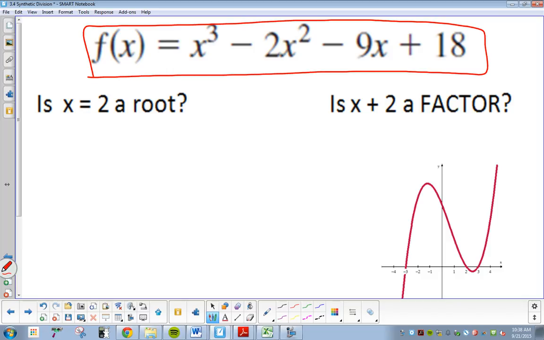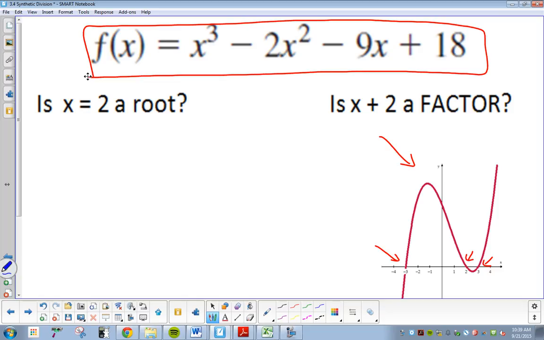Hey, look at this graph over here. How many solutions does it have? 3. 1, 2, 3. Remember, solutions, roots, x-intercepts, those all mean the same thing. Our job today is to decide, given a number, is it a solution for that graph? Is it an x-intercept? Is it a root?